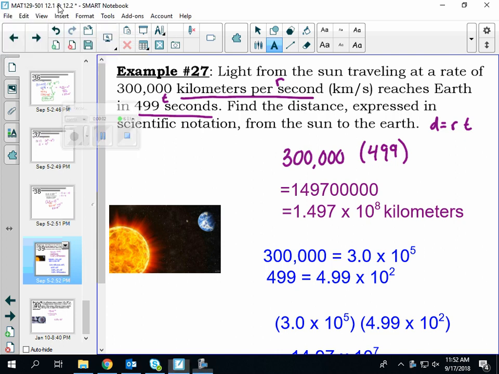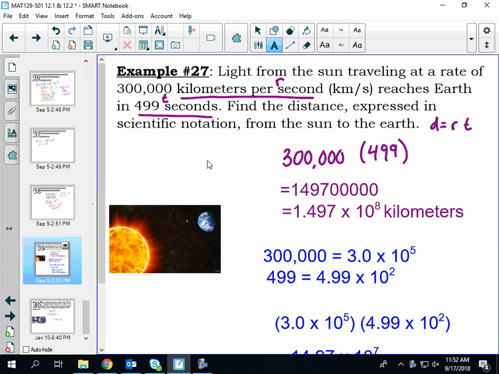Hello, I wanted to explain those last two examples we did in class in a little bit more detail. If we look at this, it says light from the sun traveling at a rate of 300,000 kilometers per second reaches Earth in 499 seconds. Find the distance expressed in scientific notation from the sun to Earth.